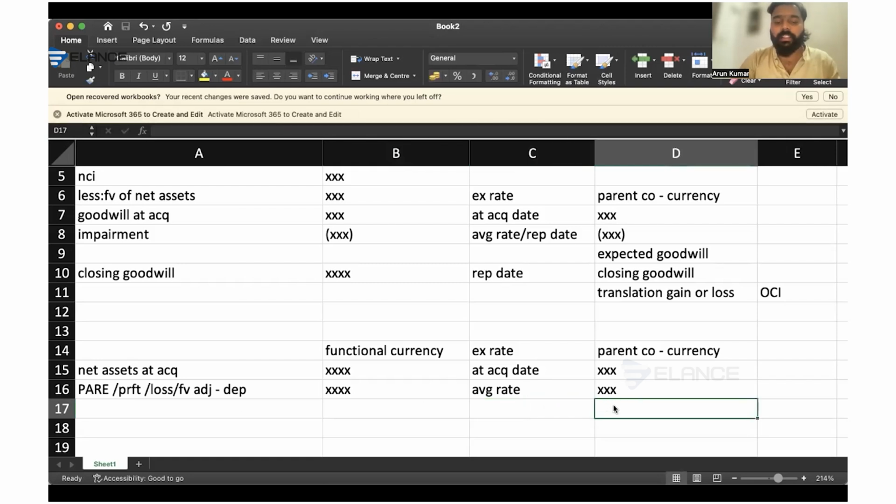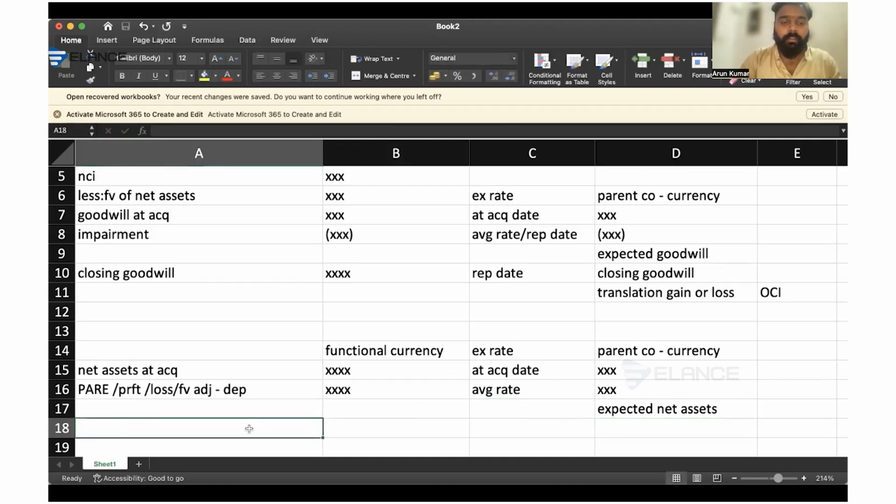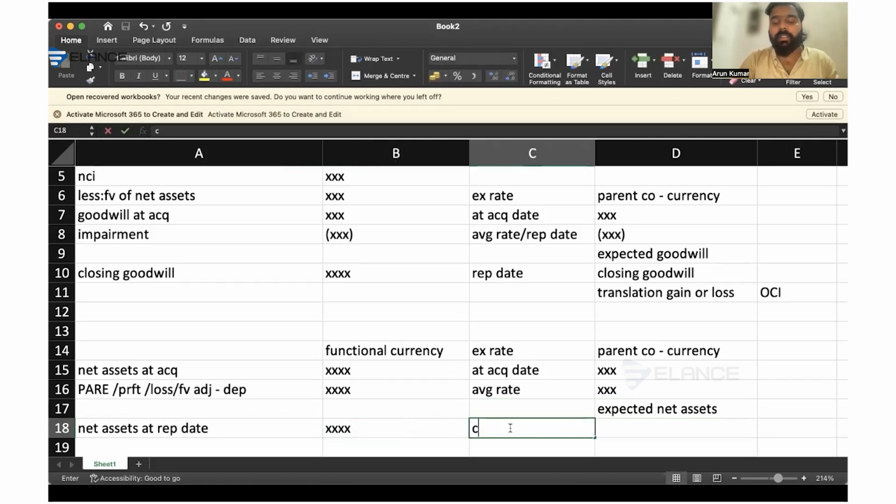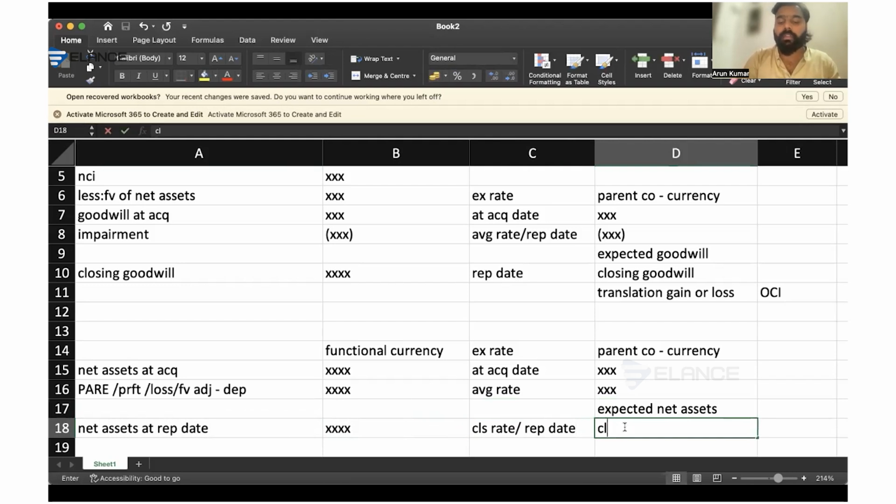After making that adjustment, you will get the expected amount of net assets. And in our functional currency, the net assets at reporting date will be converted at the closing rate, as per the reporting date. So you finally get the closing net assets in your parent company's currency.